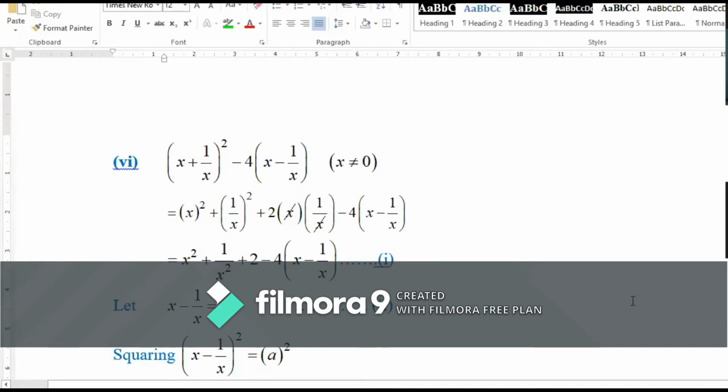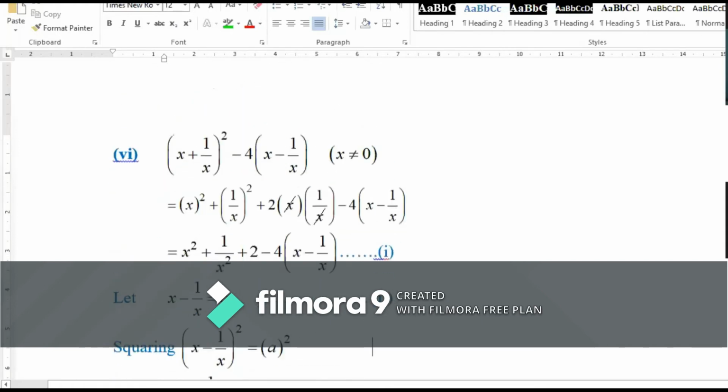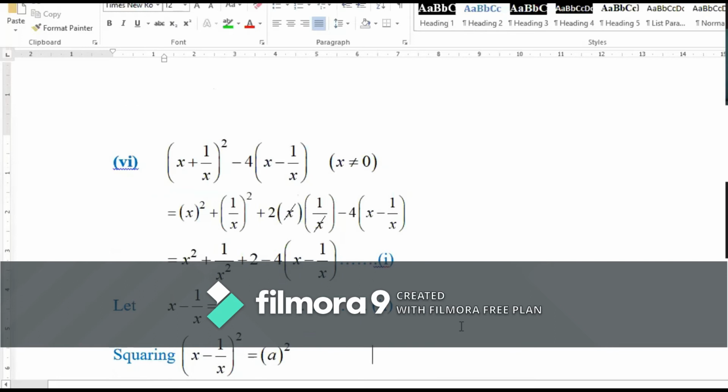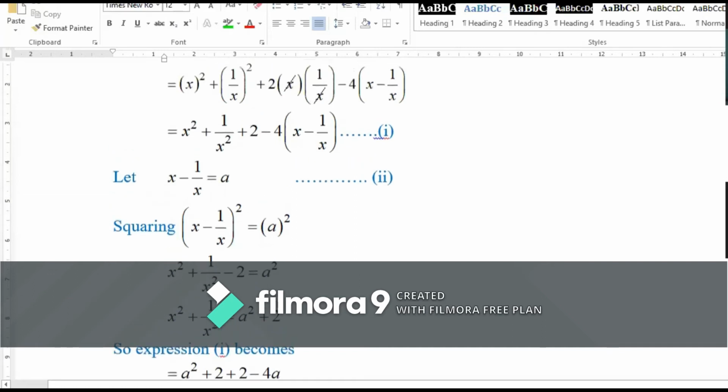At the same time, if we scroll it down a little bit, my task is that first of all I will find the value of the first term, that is actually x square plus 1 over x square, its value in terms of a, and then we will be able to find it. Like you can see that first we have expanded the first term.